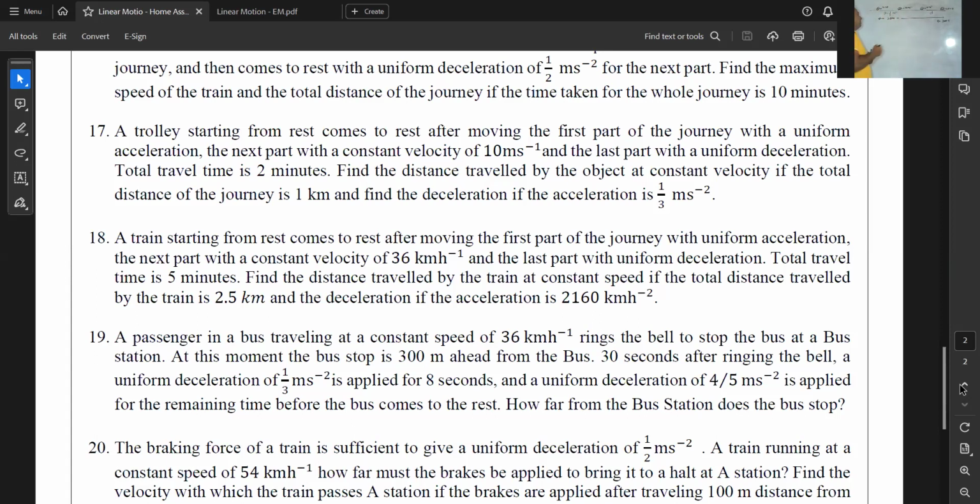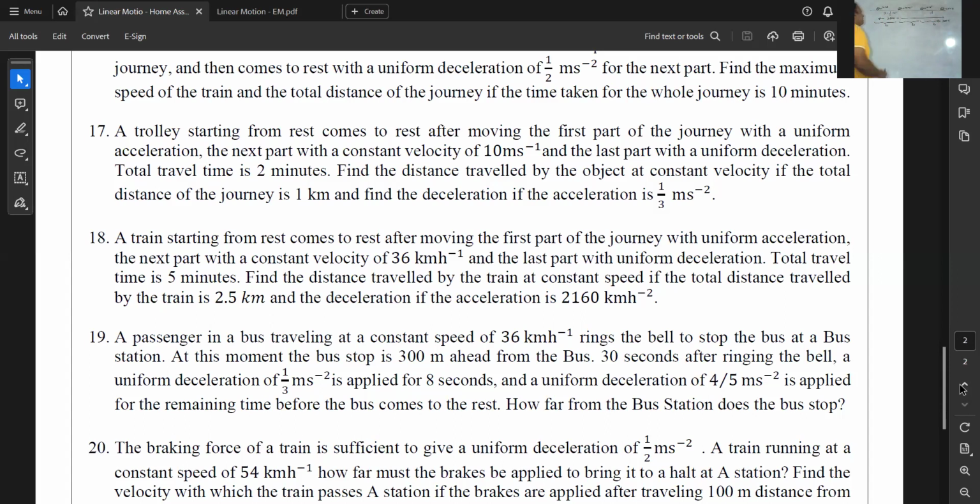Shall we take this time? The time at this point is T1, the time at this point is T2. So the time from here to here is T1, here to here is T2, here to here is T3. That's an assumption. Then you know T1 plus T2 plus T3 is 300.